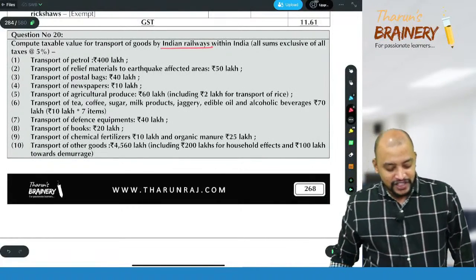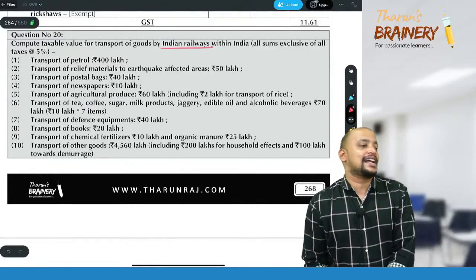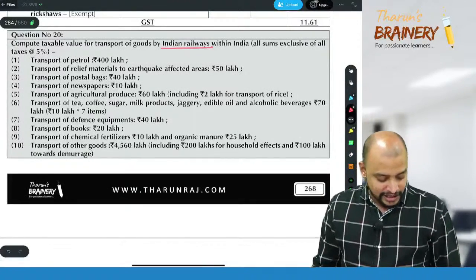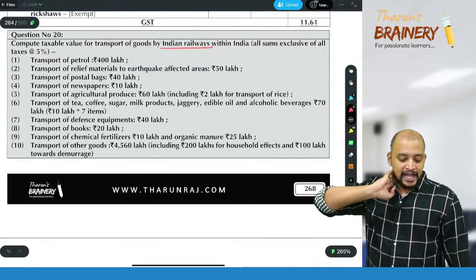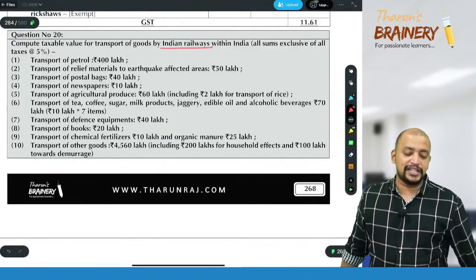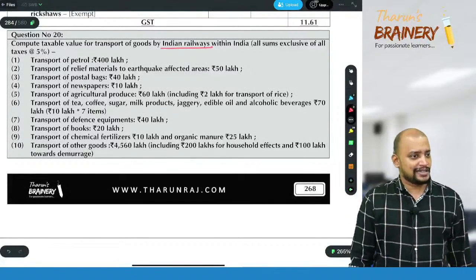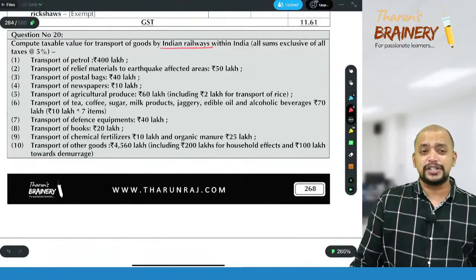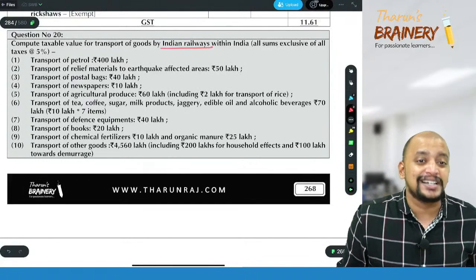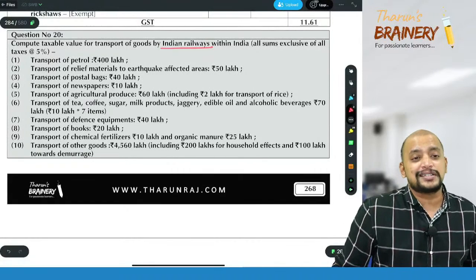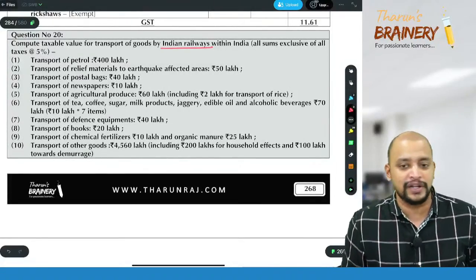And transportation of defense equipment, 40 lakhs, sorry, we have seen that. Now chemical fertilizers taxable. Organic manure is notified, exempted. Transportation of other goods, including 200 lakhs for household effects, taxable. 100 lakhs towards demurrage. Demurrage is consideration for tolerating an act, so that will also be part of the consideration, chargeable to GST. But sir, transportation of household effects, won't it be exempted? No, we don't have exemption for household effects. It is Indian Railways we are talking about. Transportation of goods by road other than GTA courier is exempted, but this is Indian Railways, so there we don't have any exemption.